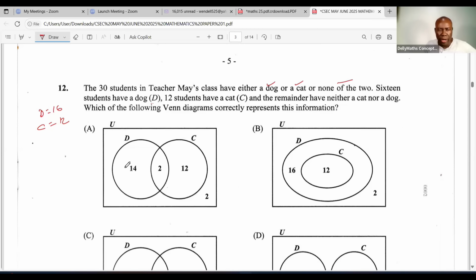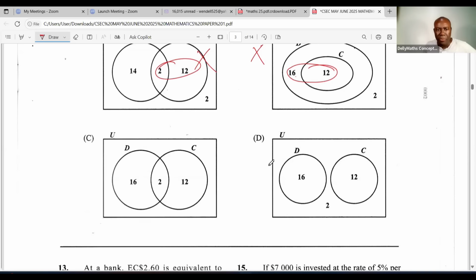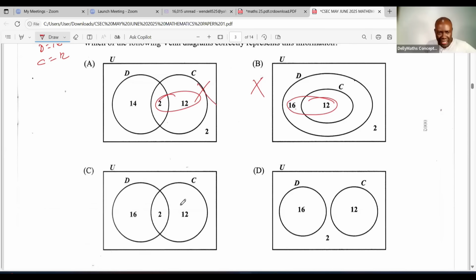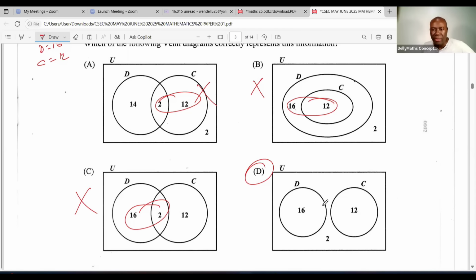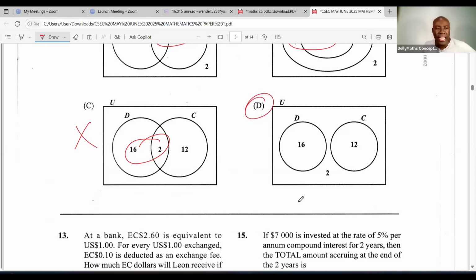So basically, you could just eliminate quickly, because D has to be 16 and C has to be 12 for cat. This is 14 here, so this is wrong already. D is 28 here, so this is wrong. D is 16, right? This D is 18, so this is wrong. The answer is this one, without even checking. So you could see this is good: 16 for dog, 12 for cat, and there are 2 hanging on the outside.